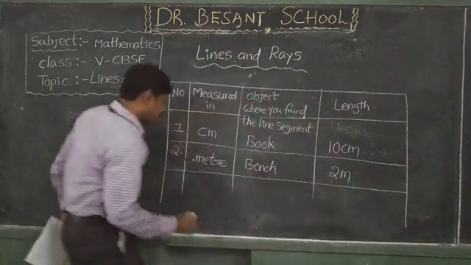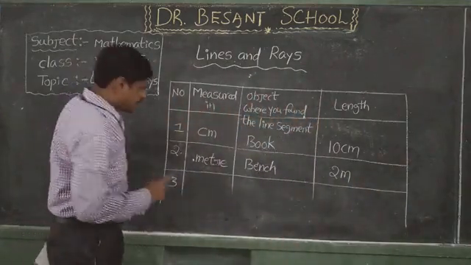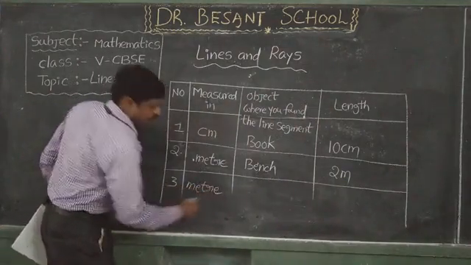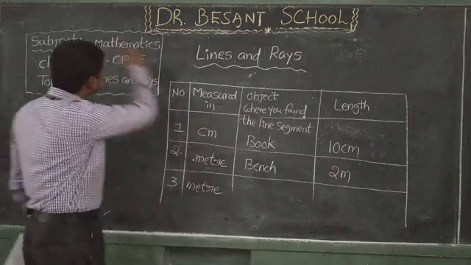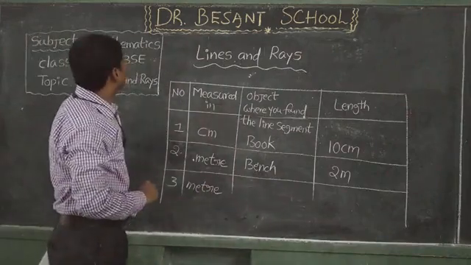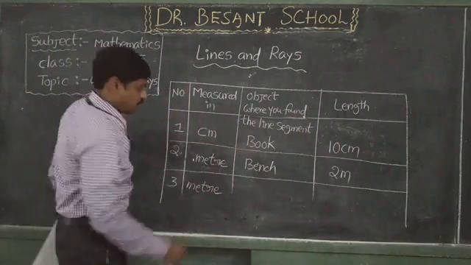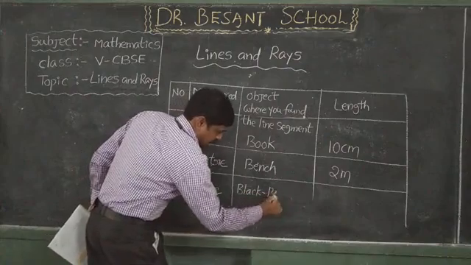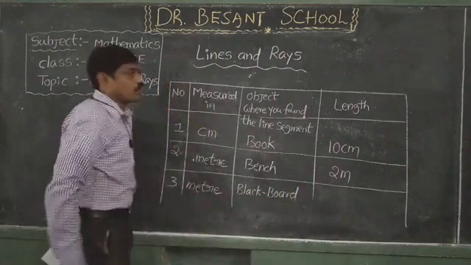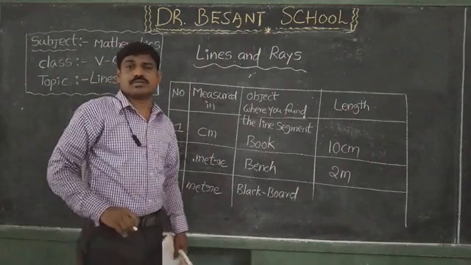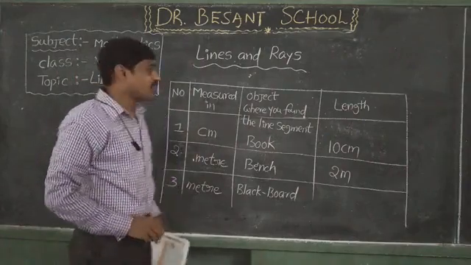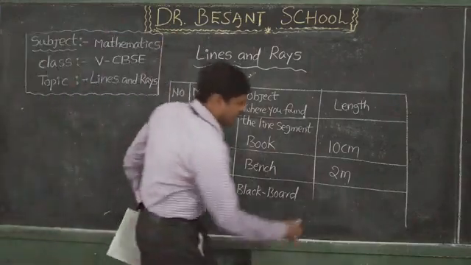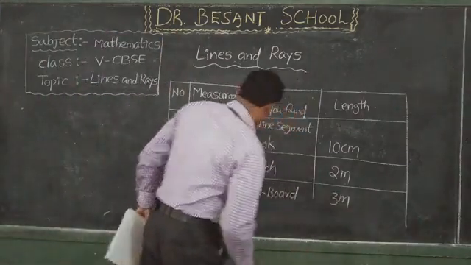Next, the third one, again measured in meters. This time I found the blackboard. What is the length of the blackboard in meters? 3 meters.